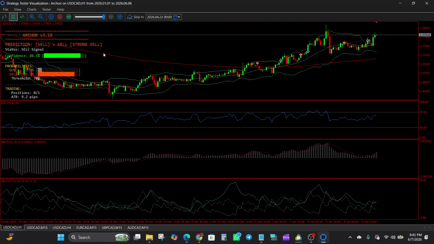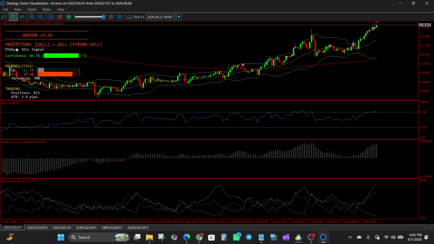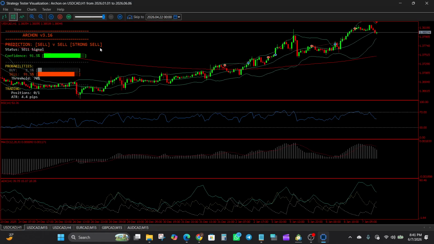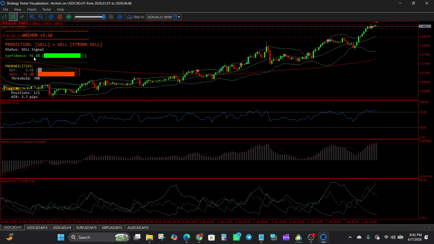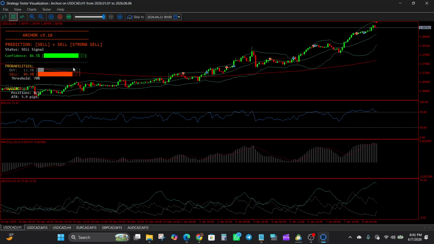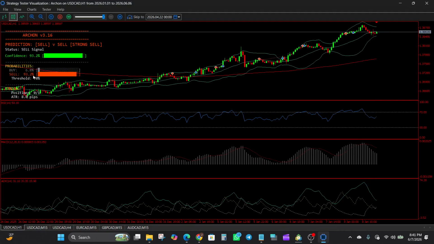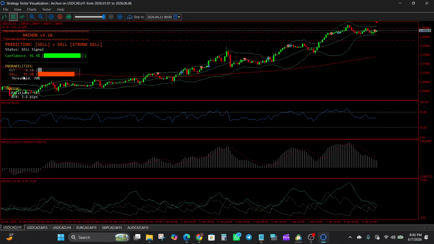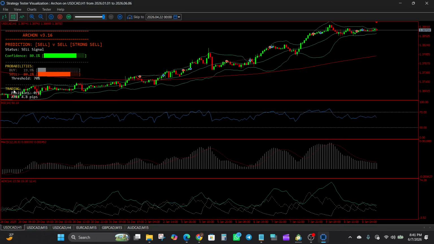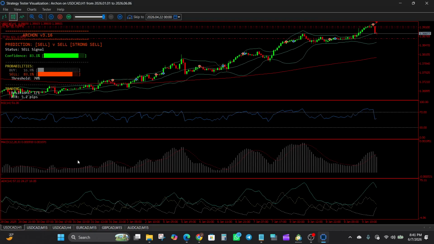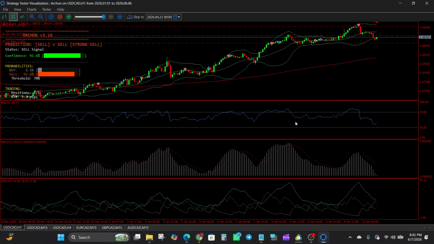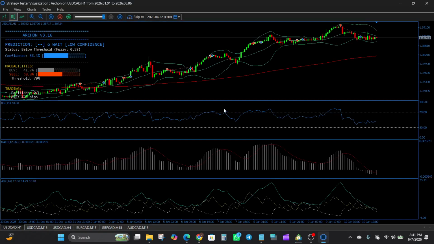So you can see how the EA looks. Remember the confidence score that we talked about. So the prediction, sell, strong sell, confidence. Okay, so currently you can see the confidence fluctuating, but it's above the levels where the EA is permitted to execute a trade. All right, so you can see probabilities here, buy and sell probabilities, threshold, trading, positions, ATR, and you can see these indicators here, RSI, MACD, ADX. So this is how the EA looks while it is active.